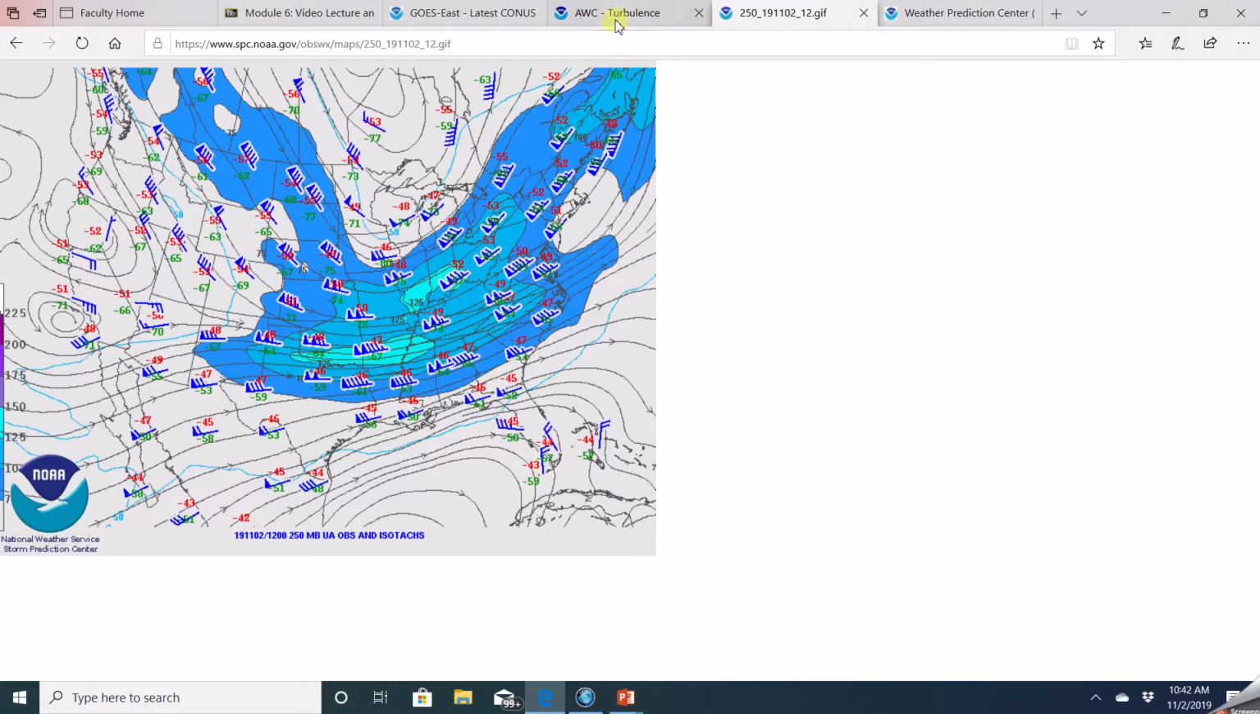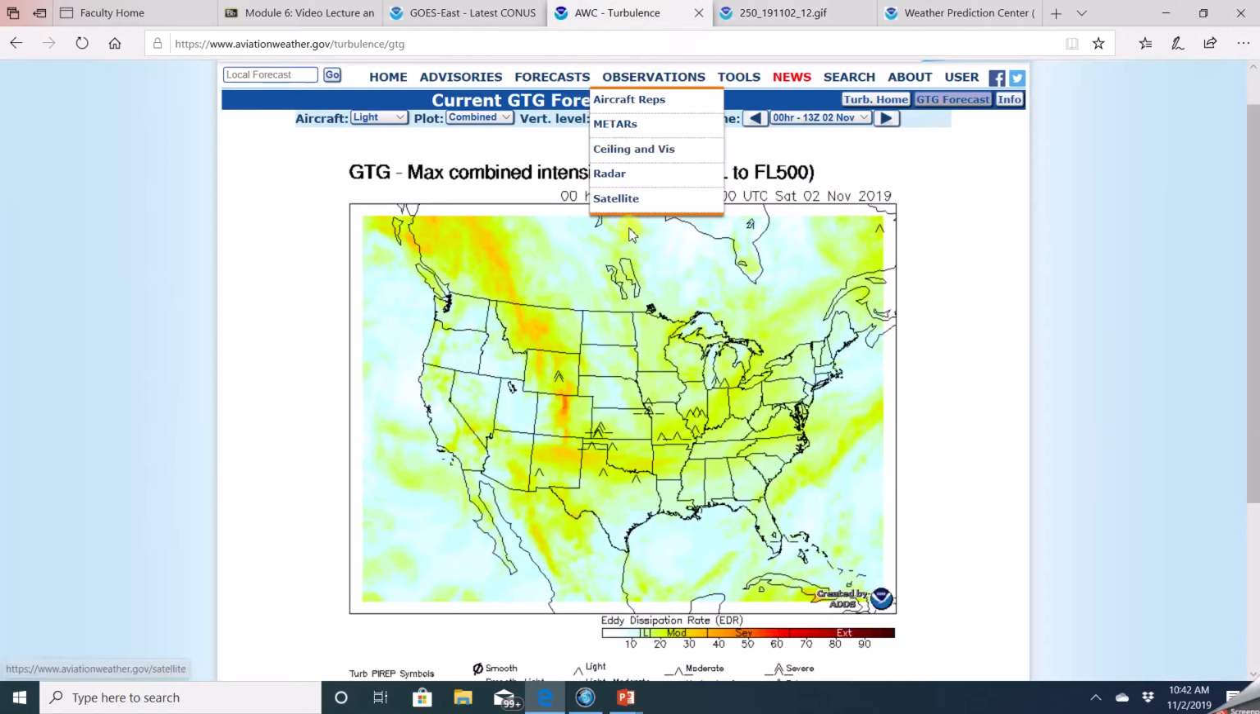So you can see Aviation Weather Center actually picked up on it, and the reports even show it. So it's right in here. So it gives you something to think about. It gives you a way of knowing where that turbulence is.